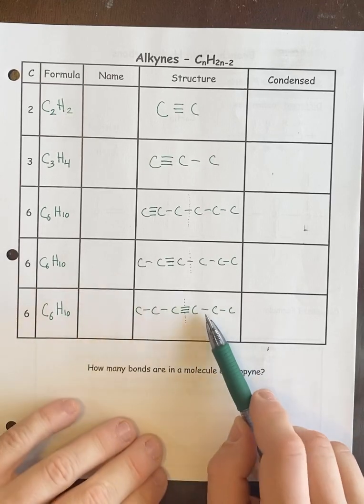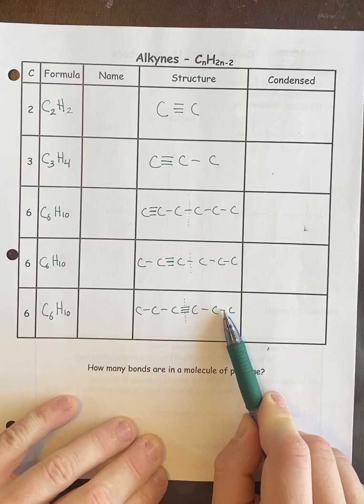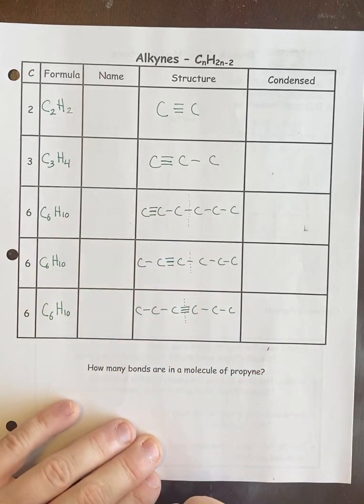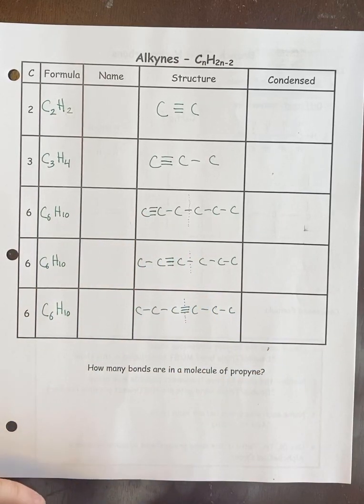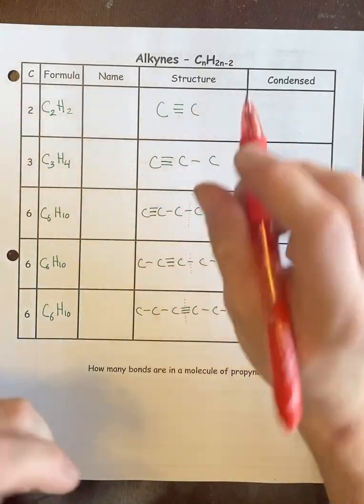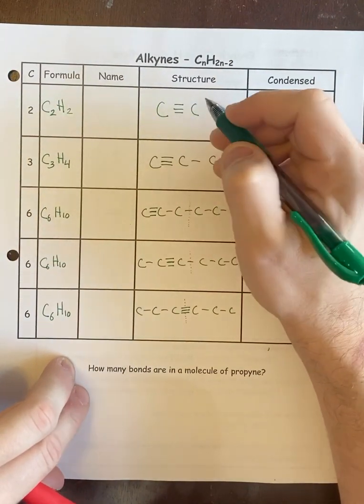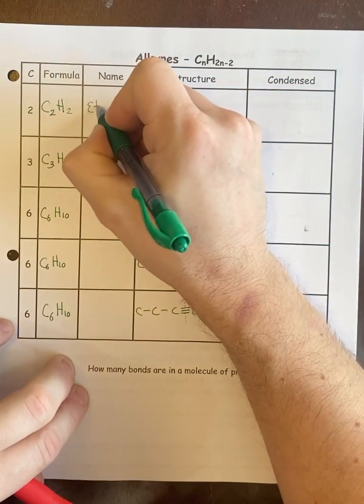Because if I moved it here, it is just a mirror image of this one. And if I move it here, it's a mirror image of the first one. So that's why once you hit the middle point, you've done every version. All right, now we need to number them. We don't number the first one because it doesn't matter if I call this carbon 1 or this carbon 1. If I flip it, it's the same thing.